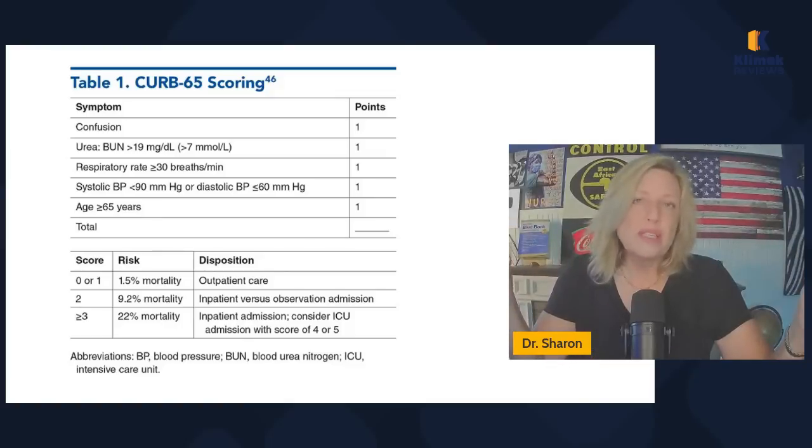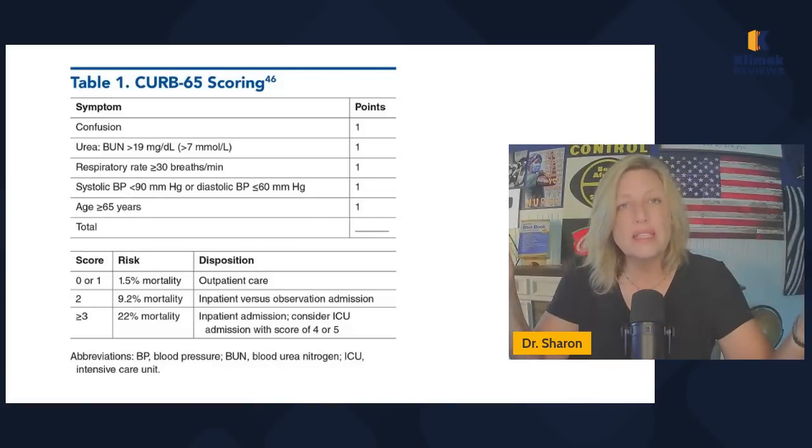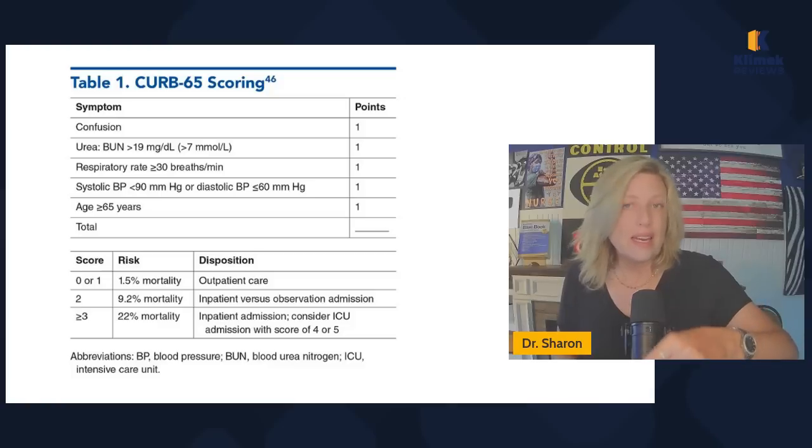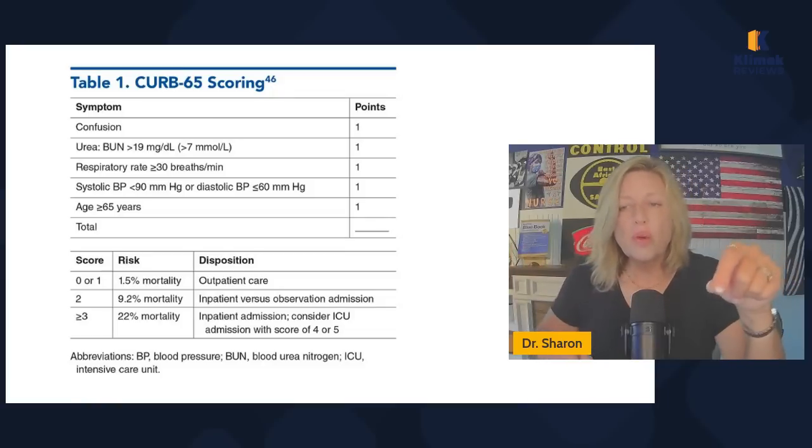And one of the ways we decide if somebody needs to be hospitalized for it is by looking at their CURB-65 score. Now, I don't think they're going to necessarily ask you about the CURB-65 score on the NCLEX, but it should give you an idea of when you know the patient is unstable. So if they have to be admitted to the ICU, they're certainly unstable. And if they have to be admitted for inpatient, they're heading in the direction of unstable.